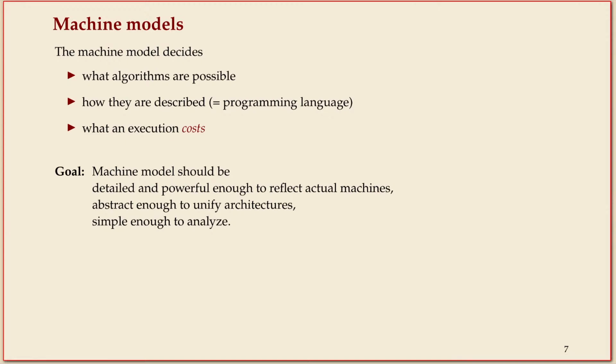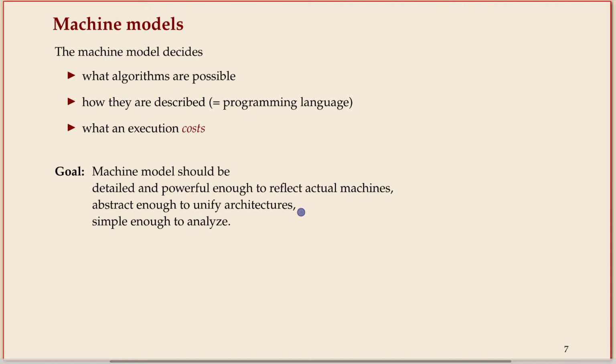So the machine model is really important because it determines how algorithms look like. It tells you what algorithms are possible and in what kind of language they are expressed. And it also defines usually what the cost of an execution is. And because it defines all these things, there's a few trade-offs that are tricky in general to get right. It should be detailed and powerful enough to reflect what current machines can do. For example, what I just said, if you have numbers with at most 64 bits, it's very fast to add them. Whereas if you have much longer numbers, it takes more time. Somehow the model should reflect that.